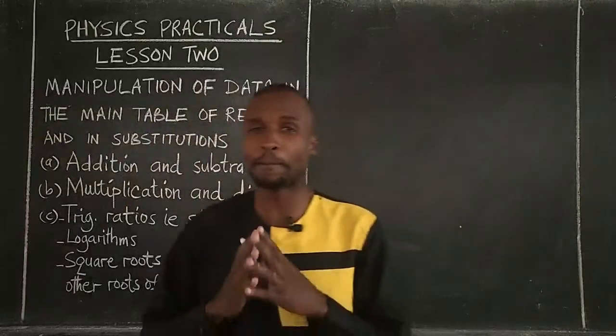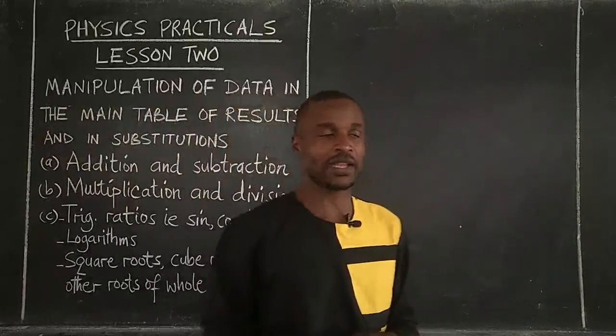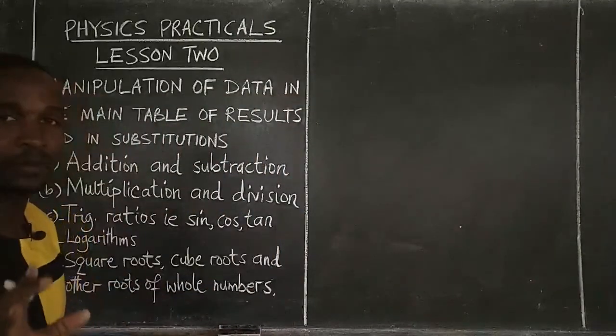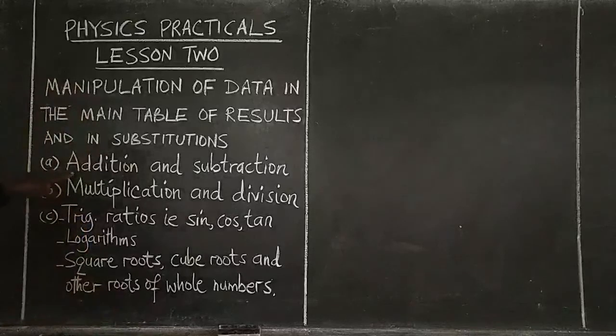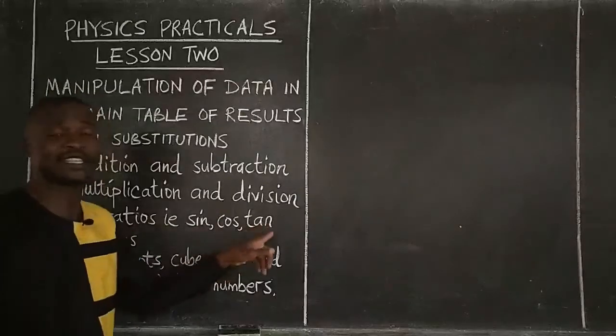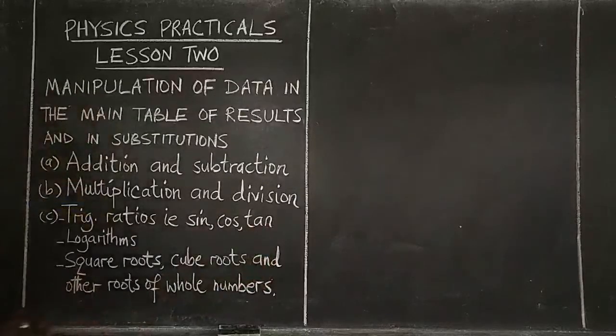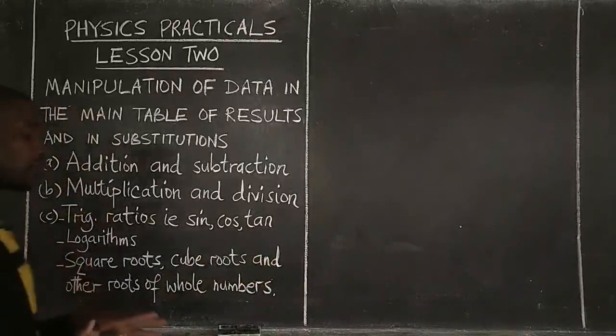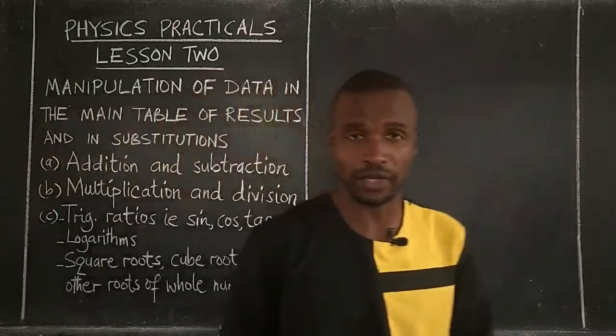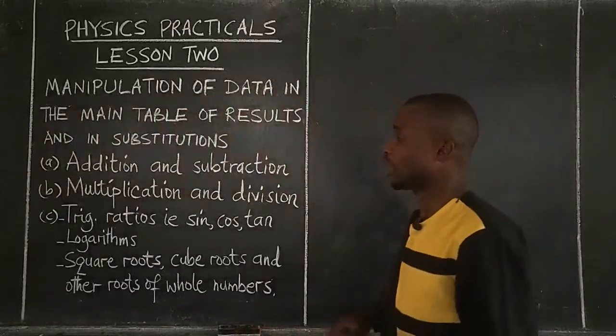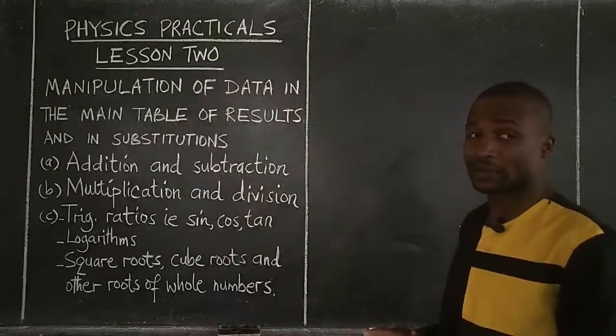We are going to understand the major marking points, and here the areas that I will explore mostly will include: if you are doing addition and subtraction, what do you have to do? In multiplication and division, what do you have to consider? If you are given trigonometrical ratios like sine, cosine, tangent of angles, how do you treat them? Logarithms, square roots, cube roots, and all other roots, how do you handle them? Okay, so straight away, let me start by looking at addition and subtraction.